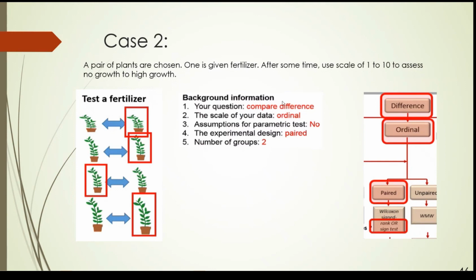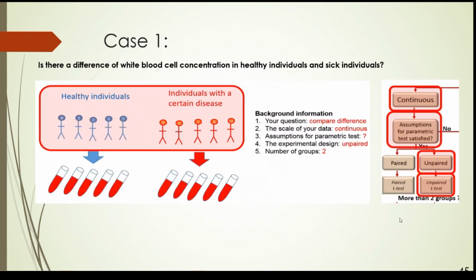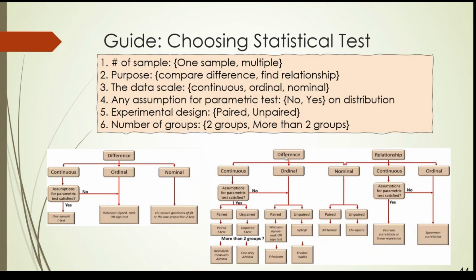So how do we choose? We look at difference, ordinal, non-parametric, okay? And then we choose pair. And if more than 2, then we use the bigger group one, like this one. Difference, the ordinal, go to pair, okay? And then choose the paired one.